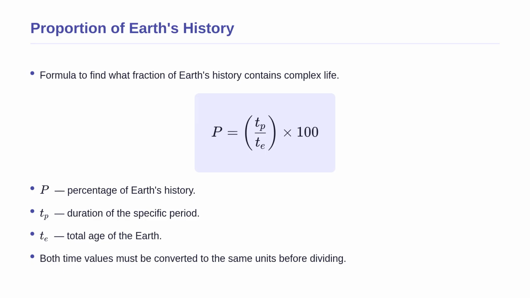This mathematical foundation leads us to another important calculation. To truly grasp the immense scale of geological time, we often calculate what percentage of Earth's total history a specific period represents. The formula is a simple ratio. We take the duration of the specific period, divide it by the total age of the Earth, and multiply by 100 to get a percentage. The physical meaning here is profound. It helps us visualize just how long the planet existed before certain evolutionary milestones occurred. Remember, you must always ensure both time values are in the exact same units before dividing.